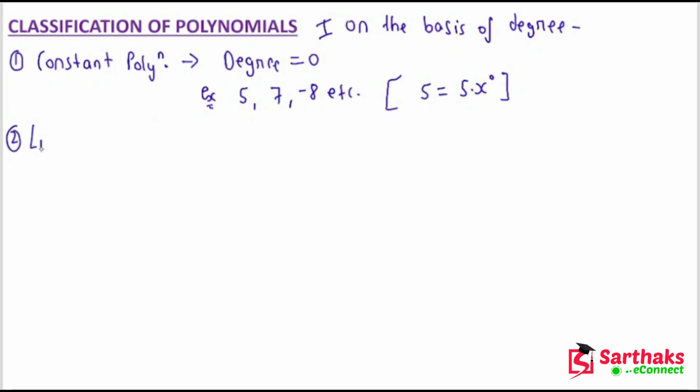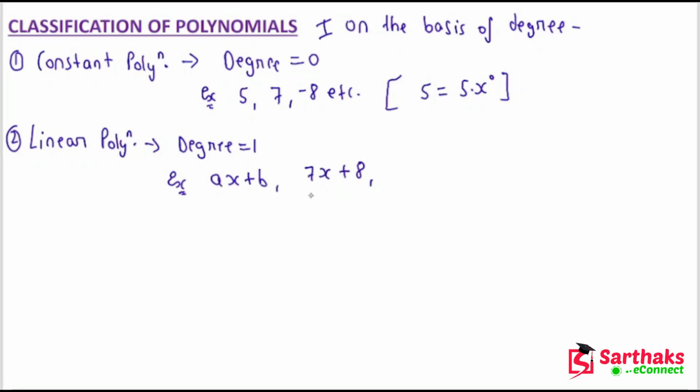Then we have something called a linear polynomial. As the name suggests, what is a linear polynomial? In this, the highest power of the variable, that is, the degree, is equal to 1. Here there was no variable at all, so the power of the variable was automatically 0, and here the highest power should be 1. So you can have an example as ax plus b. This is a linear polynomial where a and b are real numbers. They can be anything. So a linear polynomial is of the form ax plus b. For example, you can have 7x plus 8.